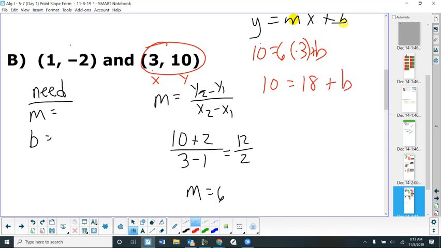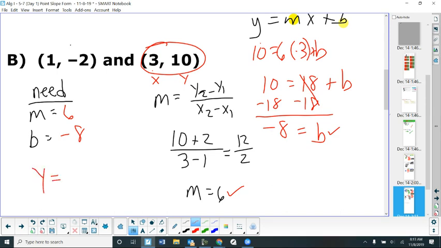Go ahead. Subtract 18. Mm-hmm. And what do you get for B? -8. Nice job. So we have our B and we have our slope. We have our y-intercept and our slope. So how am I going to write that in slope-intercept form? So our slope was 6 and our y-intercept was -8. So what am I going to write? Y equals 6x minus 8. Well, not minus a negative, just -8, because if you go minus a negative, that would turn it to plus. And there we go.